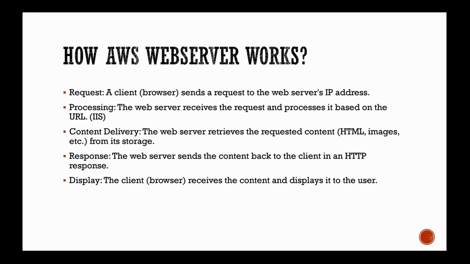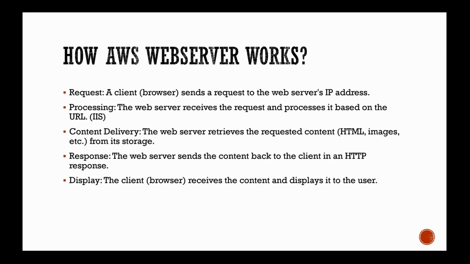How does an AWS web server work? There are some steps to be followed: request, processing, content delivery, response, and display. I'm going to explain it in detail. As a request, the user opens a web browser like Chrome, Firefox, etc. and types something like www.something-online.com.